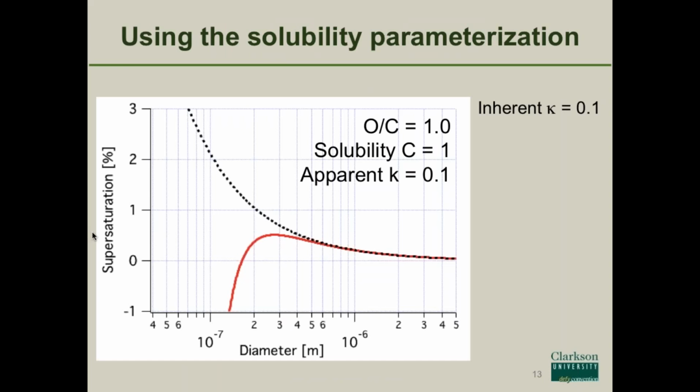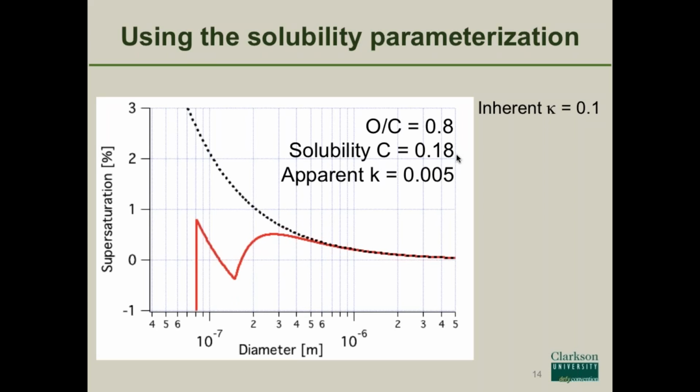So next, let's try using this O2C parameterization for some real values. Let's say the O2C ratio is 1, the solubility parameter is 1, the inherent kappa is 1, and the apparent kappa is 1, then the apparent kappa agrees. There is no solubility limit, so experimental determination of a critical saturation ratio works well.